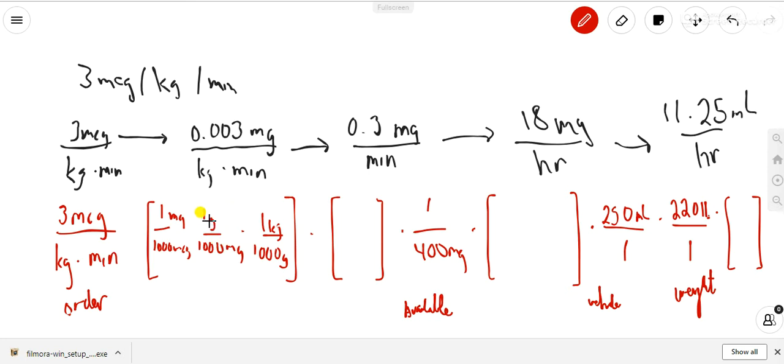And so now I need to change the grams to kilograms, so I write my grams on the bottom. I'm changing it to kilograms, write that on the top, and then I realize that there are 1,000 grams in 1 kilogram, and that's how I get my conversion factors. And these are all being multiplied together.